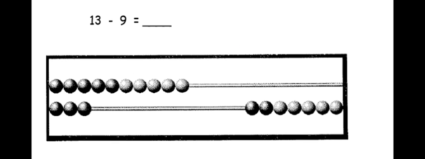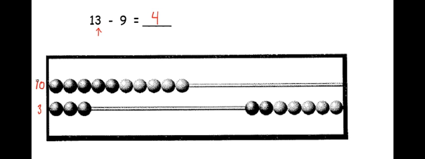Next, I'll show using a rekenrek to subtract 13 minus 9. Since I'm subtracting 9 again, I'm going to predict that my answer will be 4, because the pattern is when we subtract 9, our answer is going to be 1 more than the number that's in the ones place. I have my 13 beads on the rekenrek. There are 10 beads on top and 3 on bottom.